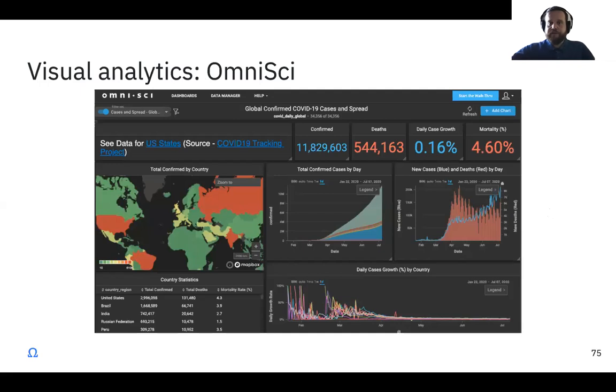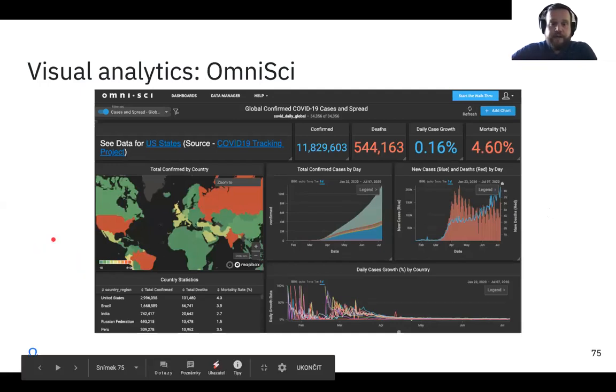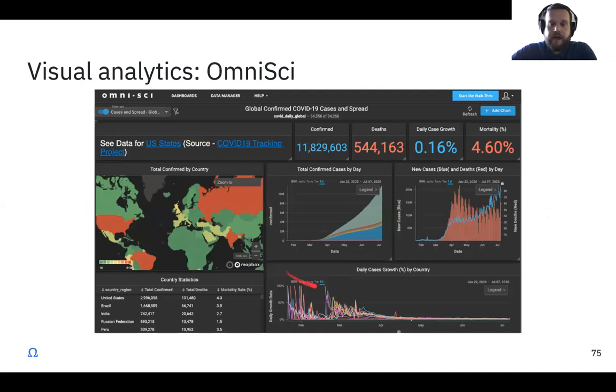This is an example of a visual analytics system, OmniSci. Here we have a nice COVID dashboard, and you can see that the individual components of the dashboard are exactly the business graphics kind of plots. So this is why it's important to master them before we move on to possibly visual analytics.